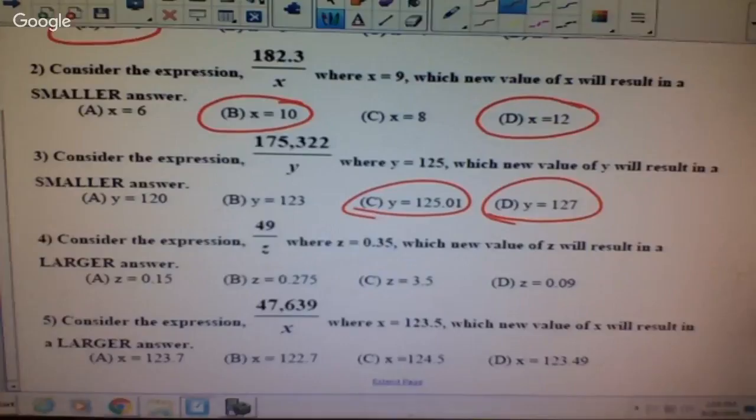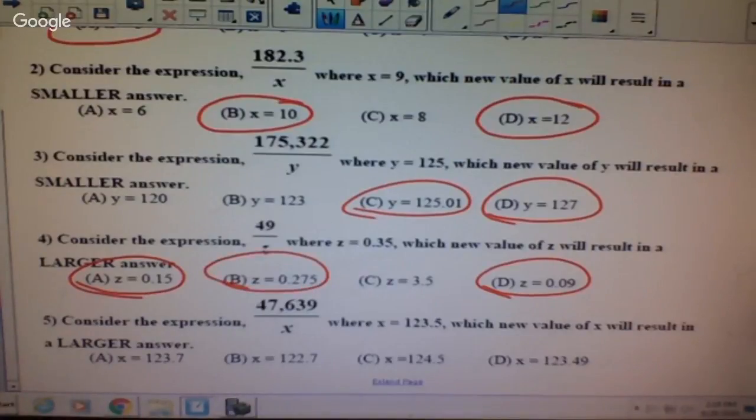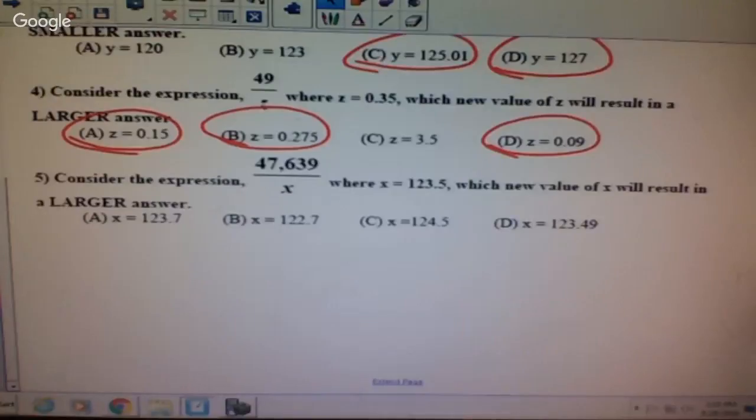Number 4, I started with 0.35, and I want to go larger. Will we circle both of those on our paper? Yes, circle both. What'd you say? 0.09 is smaller. And what's 0.15? 0.15 is smaller. And what'd you say, Devin? I said B. B is also smaller. 0.275 is also smaller. So any of those 3 options would work except for C. C is the only one that does not work.